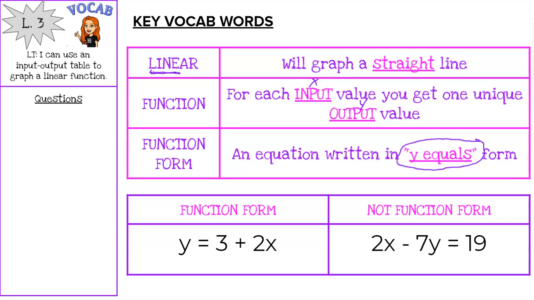So down here we have some examples. Function form starts off with y equals. Those are the first things you see when you read it. y equals 3 plus 2x, that would be function form. Not function form, if you see 2x, so we don't see that y equals right at the beginning. It starts with 2x minus 7y equals 19. So that is not function form.